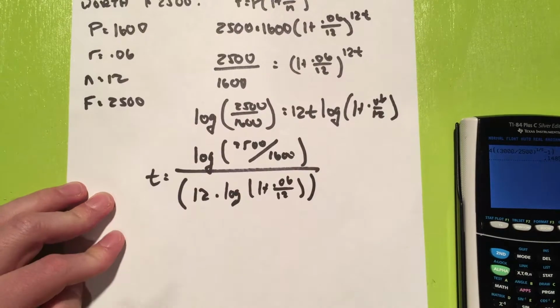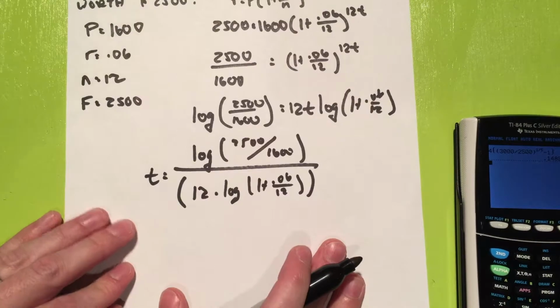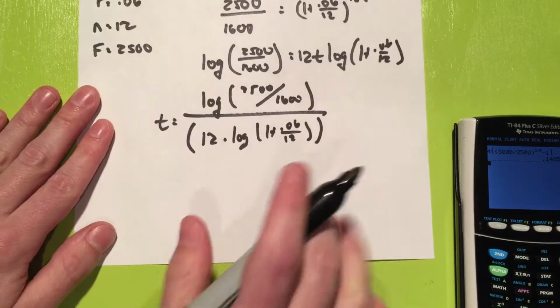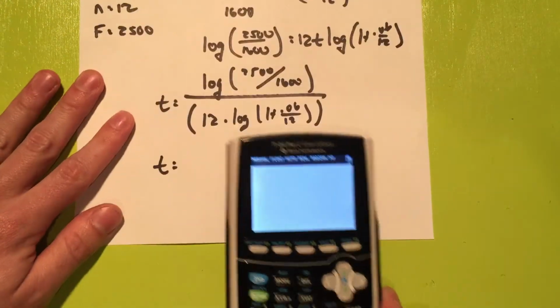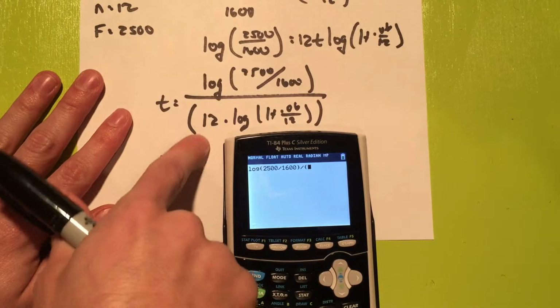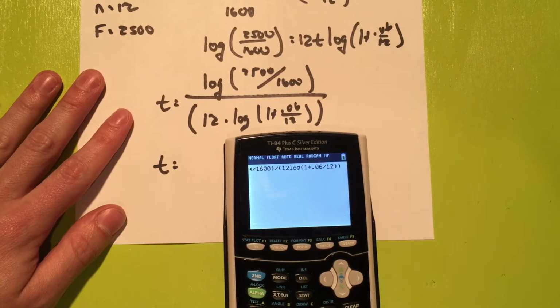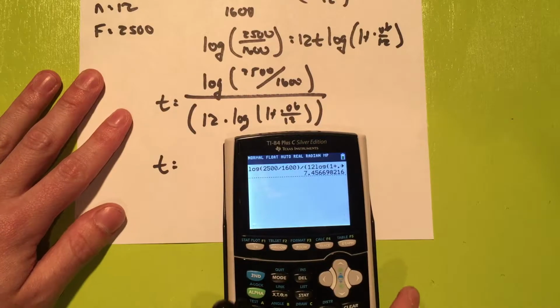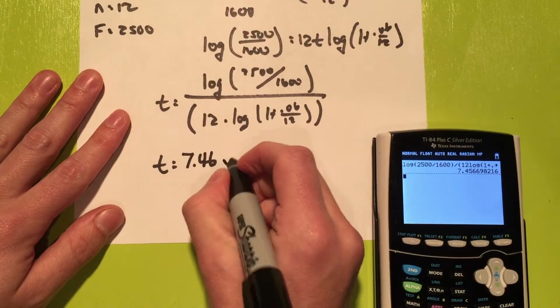Now you could plug in each individual part in the calculator. Be careful with the division. I'm saving it all at once. That way I am not rounding anything. I'm only going to round at the very end. At this point, we'll substitute into the calculator. We have log of 2,500 divided by 1,600, close parentheses, divided by open parentheses, the whole statement, 12 log 1 plus 0.06 over 12, close parentheses, all in at once. That cues me in 7.46. Now the units are in years.